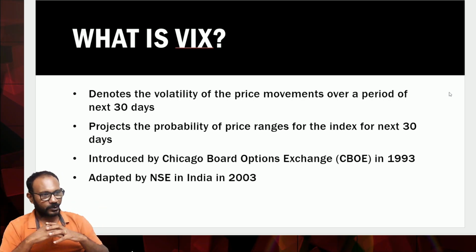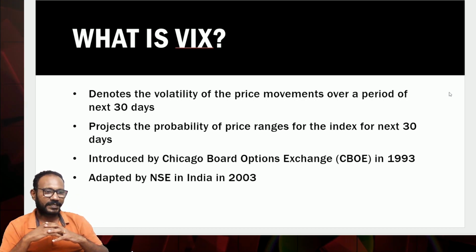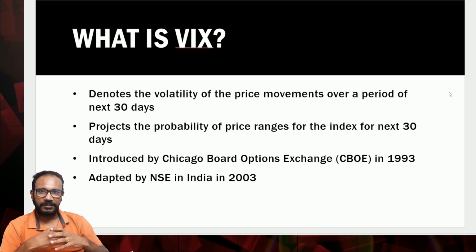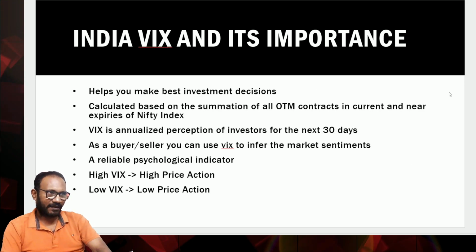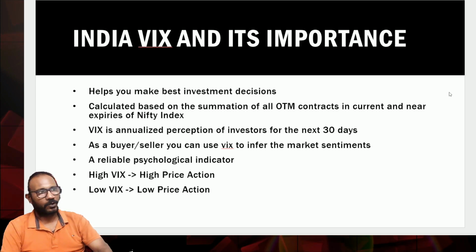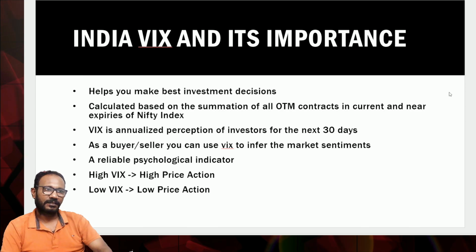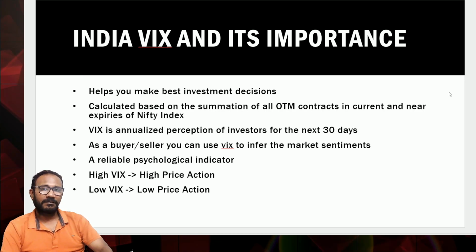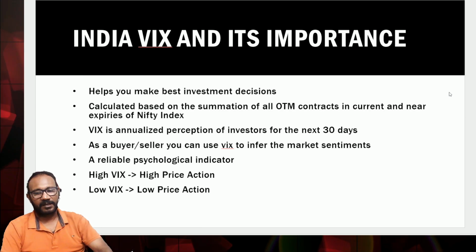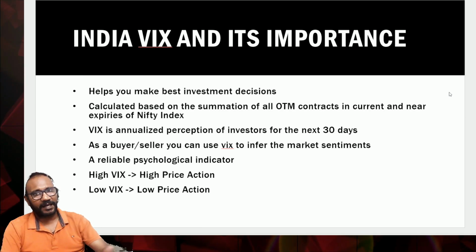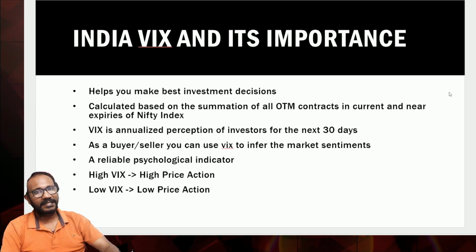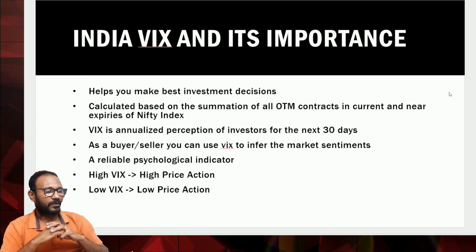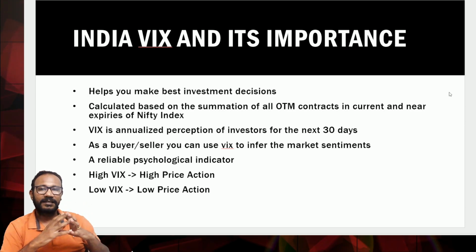The concept was first introduced by Chicago Board of Options Exchange (CBOE) in 1993, which was subsequently adapted by NSE in India in 2003. So we have our own volatility index called India VIX. So, what are the significant aspects of this? It helps us as a buyer as well as a seller to make well-informed investment decisions. Whether something is going to fire up or it's going to go down, you can read the sentiments of a particular index through VIX factor alone, right? It is one single factor that can reveal a lot of details.